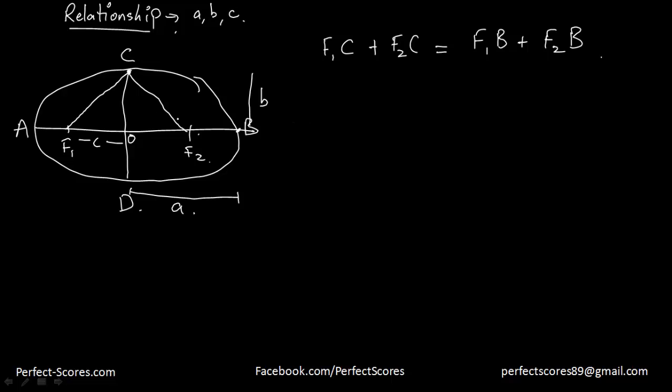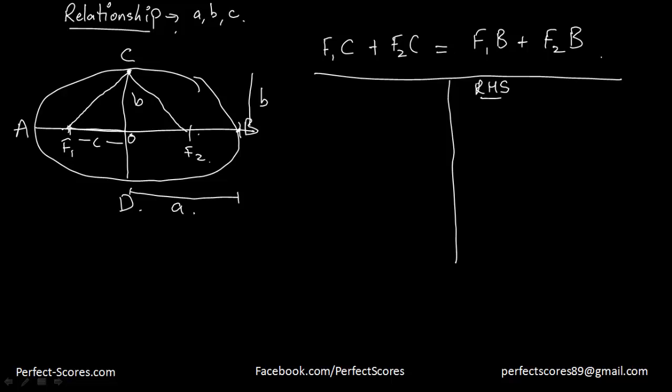Now, for F1C and F2C, this is something which is B and this is something which is C, so that is already there. Let me talk about the left hand side and the right hand side individually. Let me first talk about the right hand side. What is F1B? This is C and this is also C, and this is A minus C, as we already discussed in the previous video, because this whole thing is A and this is C, so this is A minus C. So F1B is going to be equal to C plus A minus C. This C and this C will get eliminated, and I'll be left with nothing but A plus C.